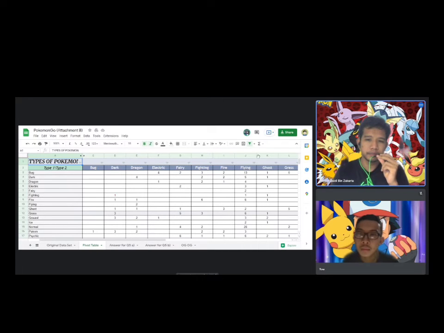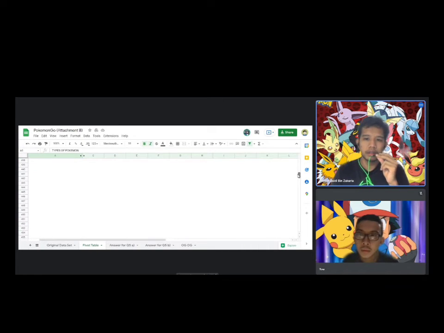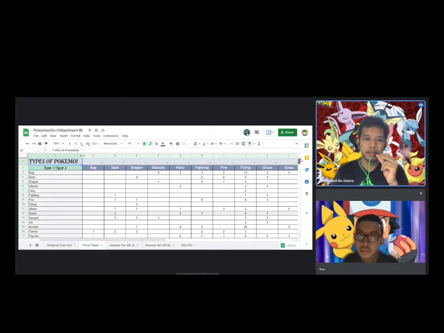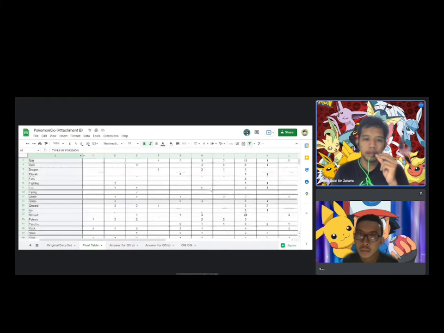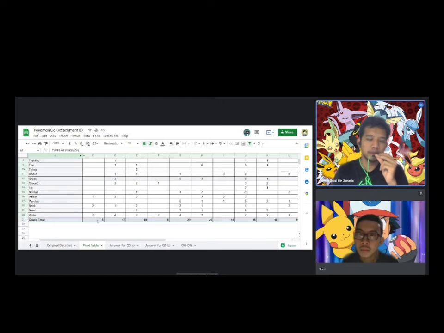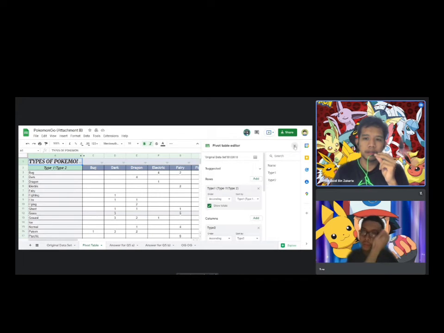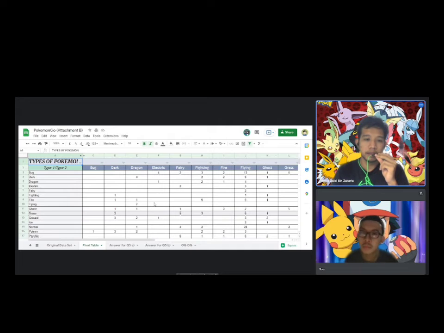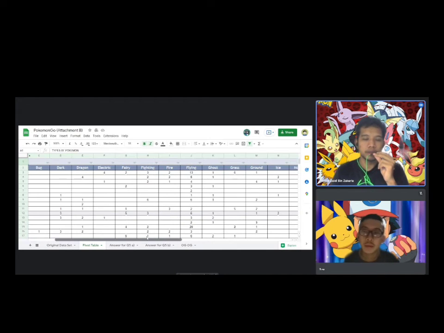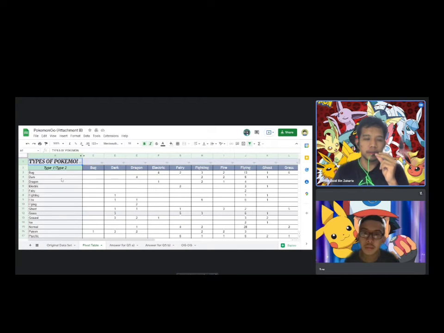Meanwhile, for the type 2 ability, only 5 Pokemon have the type 2 bug ability. From this table, the values represent the Pokemon that have the combination of type 1 and type 2 ability. Next, I will pass to Brother Azlan to continue with the questions.